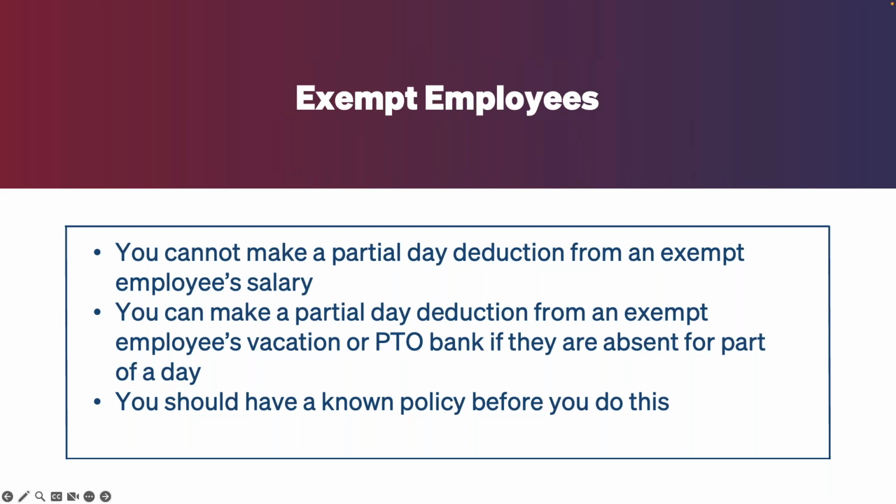Exempt employees: you do have to pay an exempt employee for a full day if they perform any work in that day, but if they're gone for 2 hours, you can deduct 2 hours of PTO. You can deduct hours from an exempt employee's PTO bank for partial days of work. However, make sure these exempt employees know before you do this. Put this in the handbook. Again, you have to have a handbook that's compliant, so you have to let them know in the handbook before you do this that this is what you are going to do.